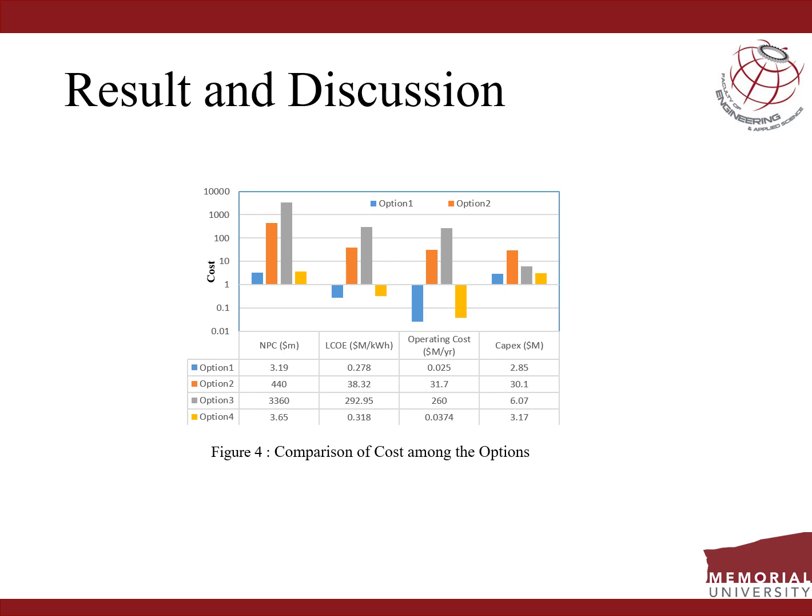If we break down the provided data, the net present cost, the levelized cost of energy, the operating cost as well as the capital expenditure, we'll get a clearer picture. From option 1 we can see that the net present cost is 3.19 million. The levelized cost of energy is 0.278 million. The operating cost is 0.025 million per year, and the capital expenditure is almost 2.85.